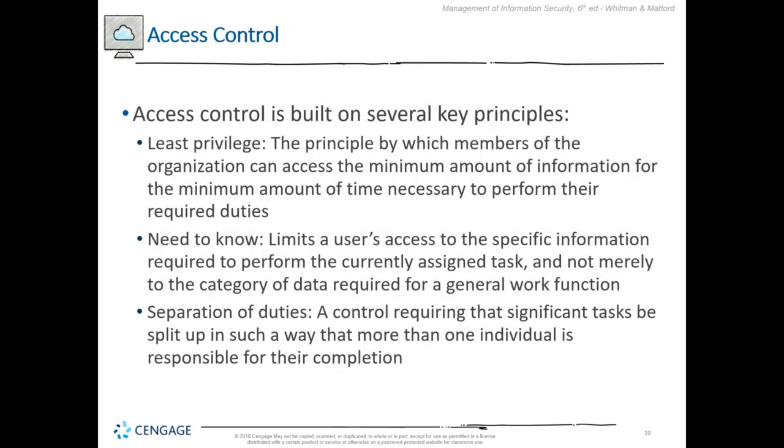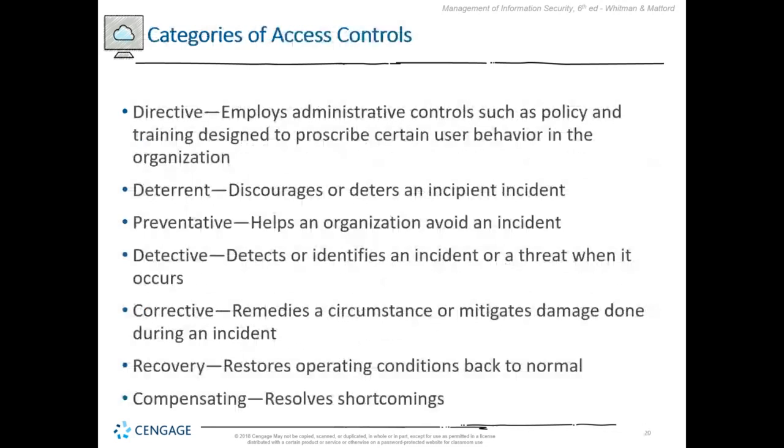Now, this access control is going to be built on several key principles. One of them we've talked about in the past is the principle of least privilege. So you provide the users with the minimum amount of access necessary to perform their job. Need to know, it limits users to only information that is needed to perform their work. And the separation of duties. That's where a task may be broken down into multiple tasks that are being performed by different employees. So not one employee will be responsible for the entire task.